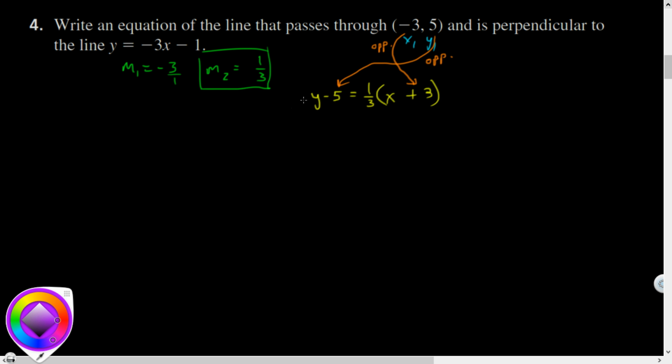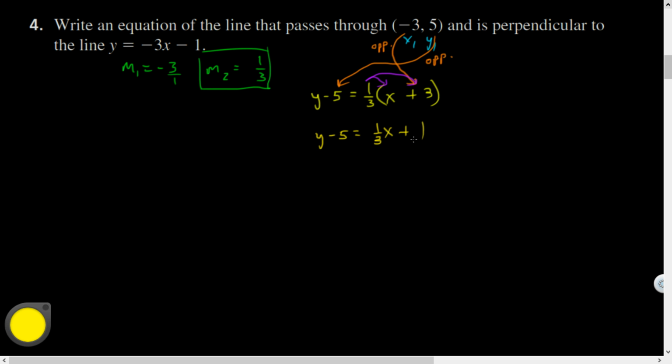So let's do some distributing here. What is 1/3 of 3? Or I could ask, what is 3 divided by 3? Yep, plain old 1. 1/3 times a third would be 1/9, though. And how do I get y by itself, friends? Add 5 to both sides.